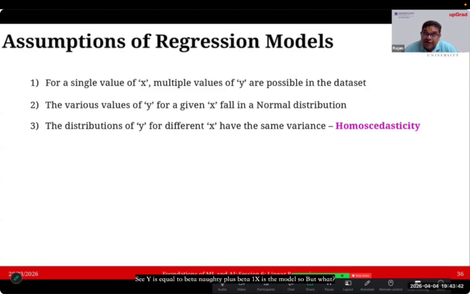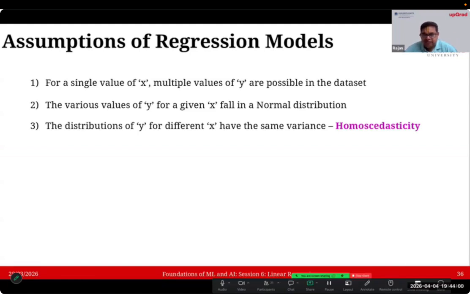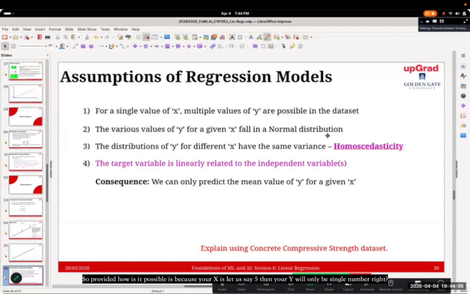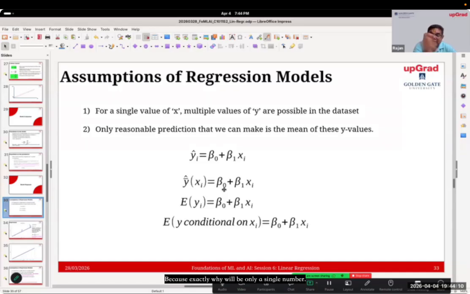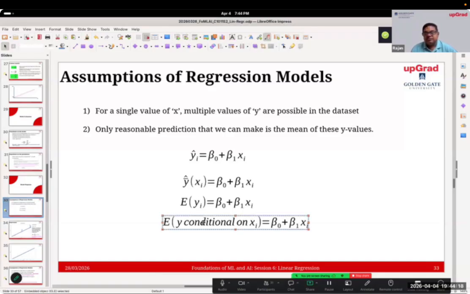y is equal to beta naught plus beta 1 x is the model. So what I am finding in the data is that for one value of x, I am getting multiple values of y. How is it possible? If your x is, let's say, 5, then your y will only be a single number, right? So what single number can I give? The only single number I can give is this expected value.